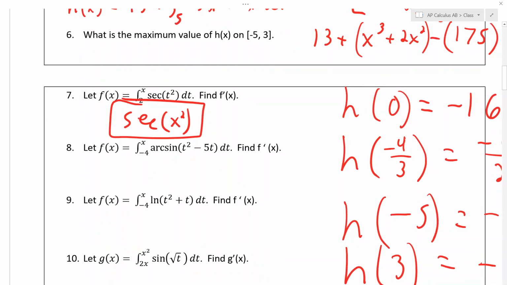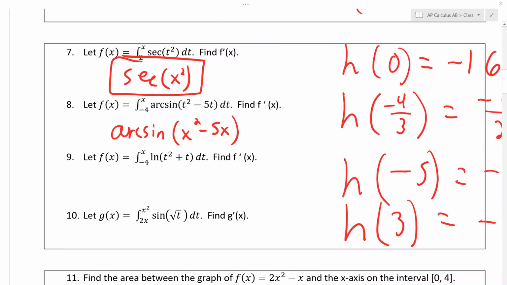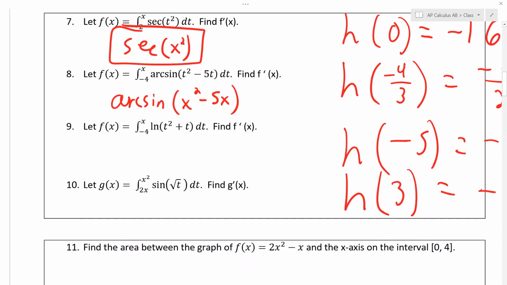Okay? F prime of x for this next one, again, since we're going from a constant to x, you're just plugging in x. Okay? And 9 is the same stupid thing. The derivative of that is ln of x squared plus x. How nice is that? We're deriving things left and right here. We're going like a machine.